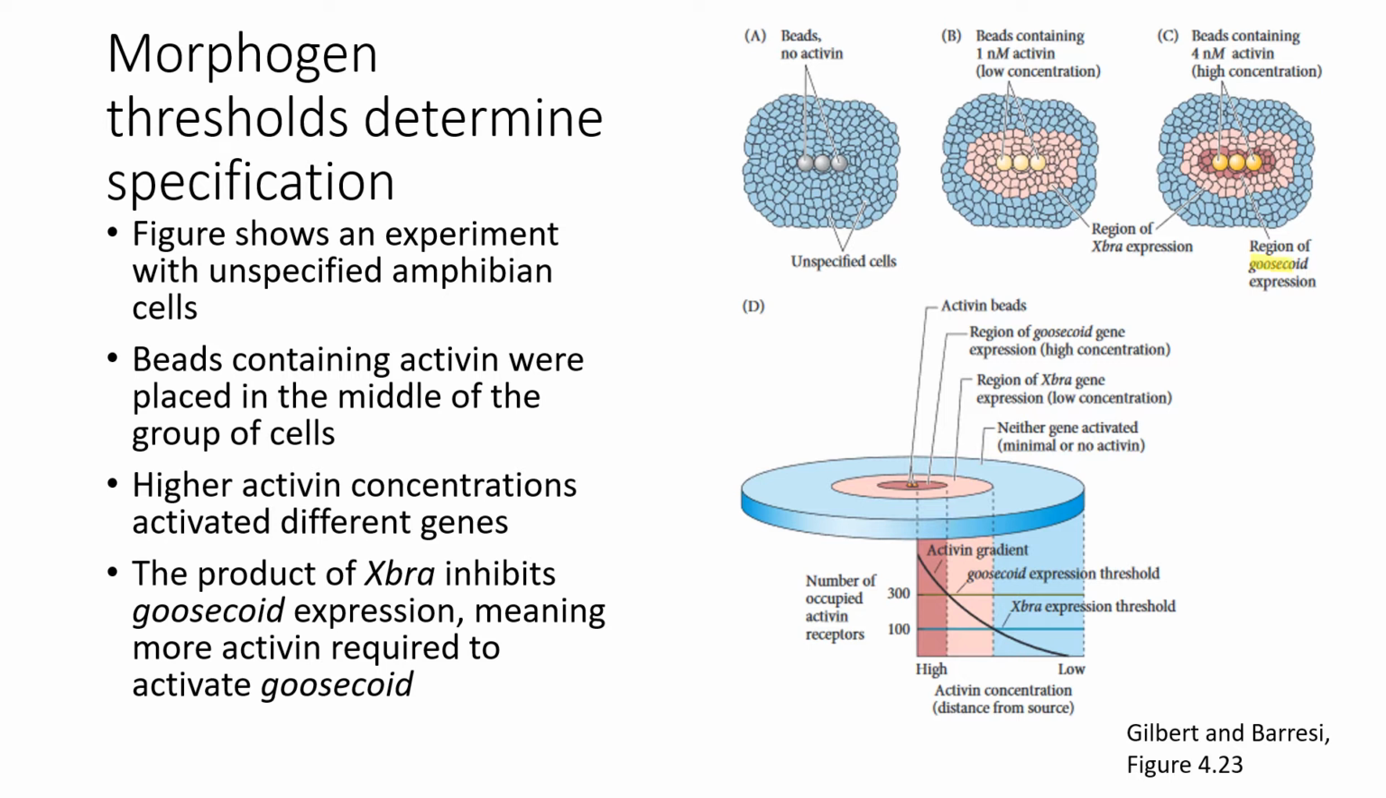So that's right over here, the dark red area. Concentrations at lower amounts only activated this XBRA gene. And now the very sharp boundary between these two regions is enhanced by the way that the protein product of XBRA actually inhibits goosecoid transcription. So there has to be a lot more morphogen or activin present in order to overcome that inhibition by XBRA and actually allow this other gene goosecoid to be expressed.